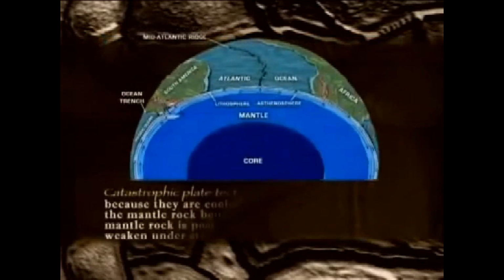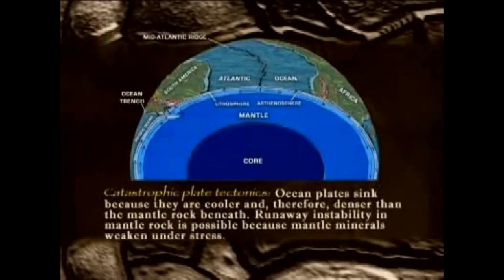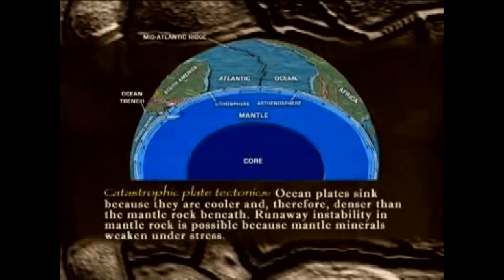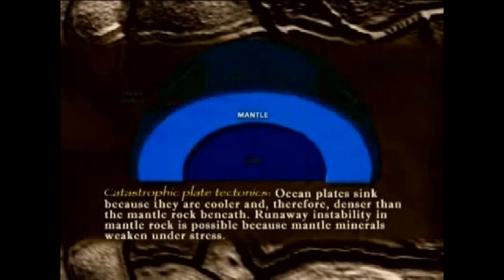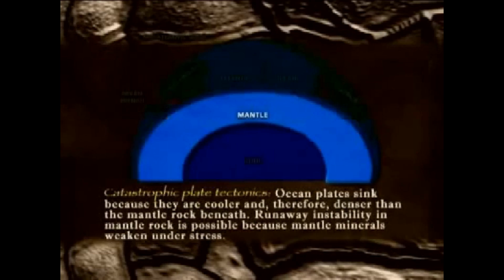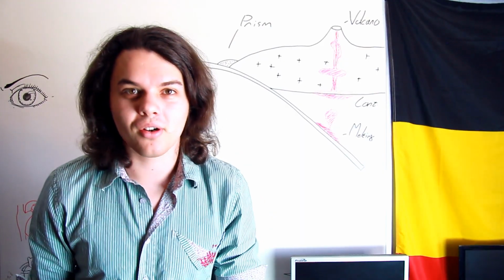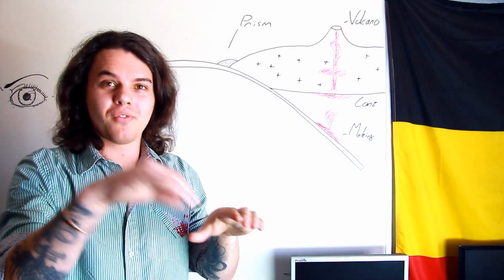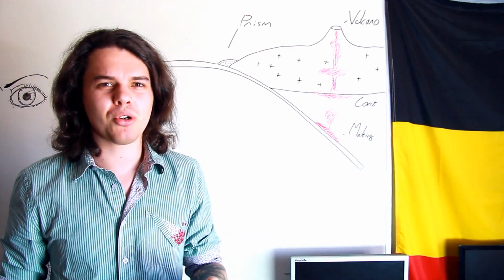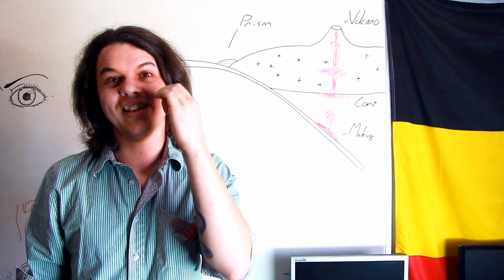So catastrophic plate tectonics basically relies on the fact that ocean plates can sink because they are cooler and therefore denser than the mantle rock below. This 2,000 thick layer of rock below the plates is known as the mantle. It's almost everywhere solid, not liquid like a lot of people have been led to think. It's solid rock. So you admit that it's solid rock, yet you claim the oceanic crust is moving through this solid rock at 17.29 kilometers per day.